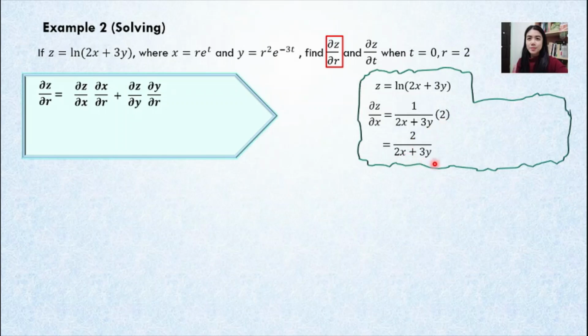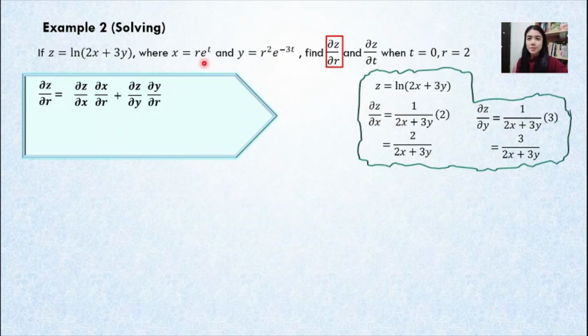The same concept applies to ∂z/∂y. We differentiate ln, so we have 1 over the bracket, and now we focus on y. So x is constant, and differentiating a constant gives 0. Differentiating 3y gives you 3. So then you have your ∂z/∂y.